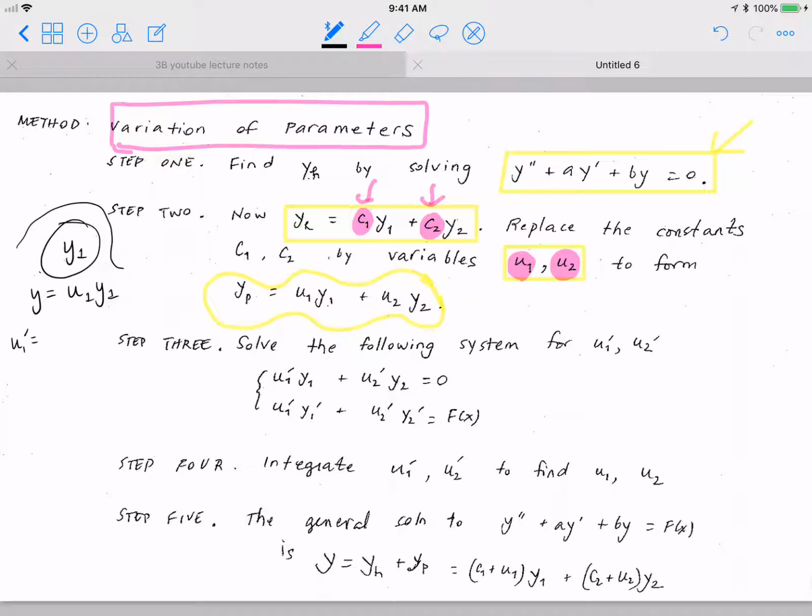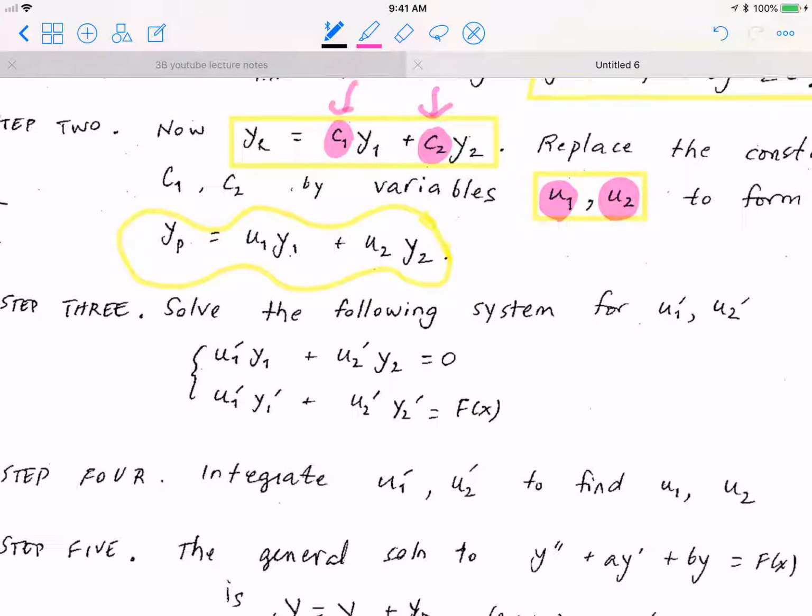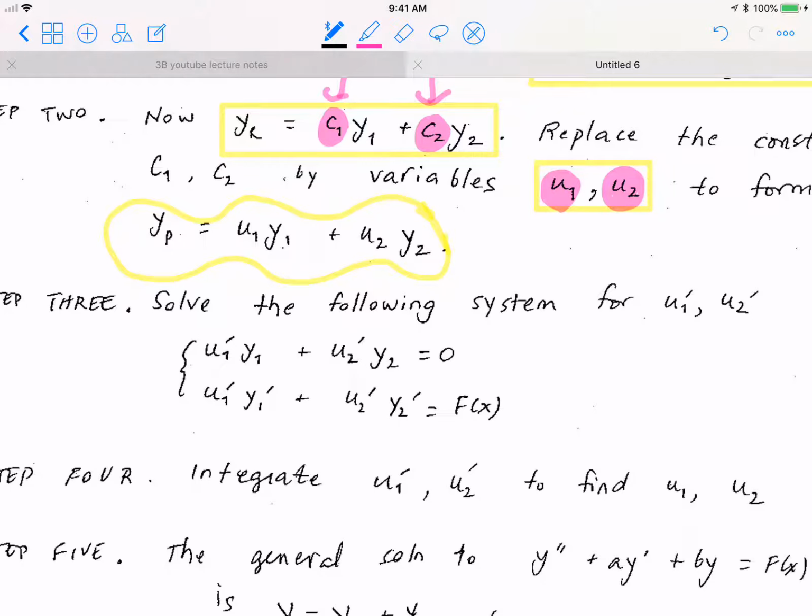I think it was the f, or it was the q actually, I think we were using q of x over y1 of x. Do you remember? So then in order to find u1, you just needed to integrate. Well, here we've got to solve for u1 and u2. So we have two equations, and we'll be solving for two functions.